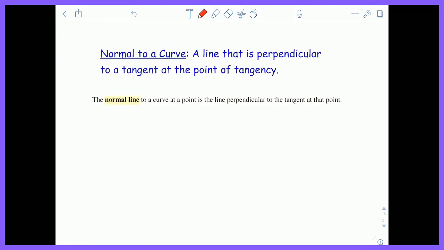A normal to a curve is a line that's perpendicular to the tangent at the point of tangency. As a result, the slope of a normal is the perpendicular or opposite reciprocal slope of the tangent.